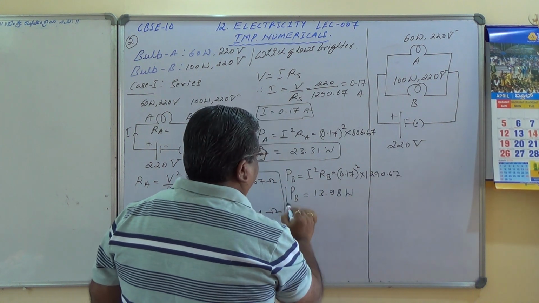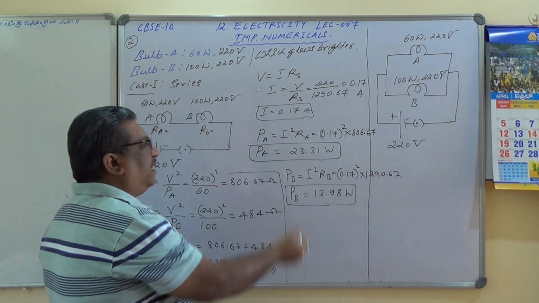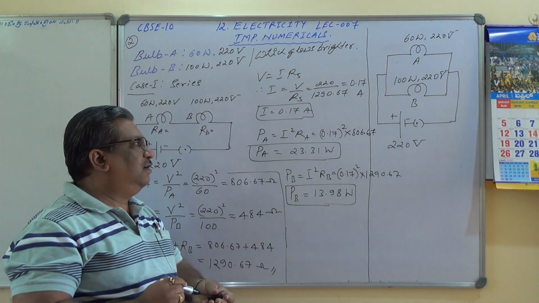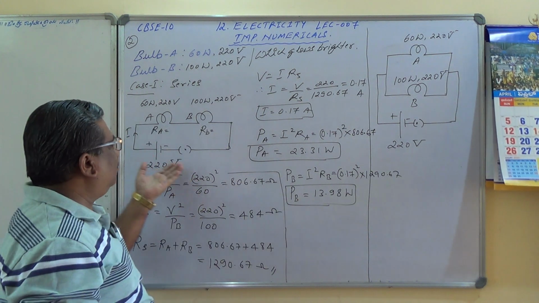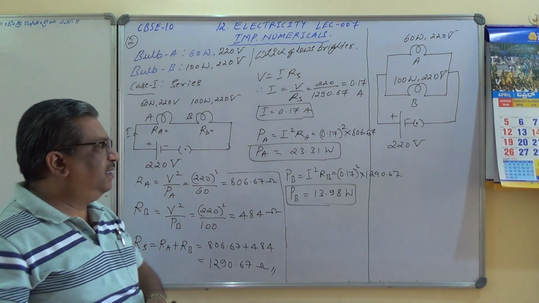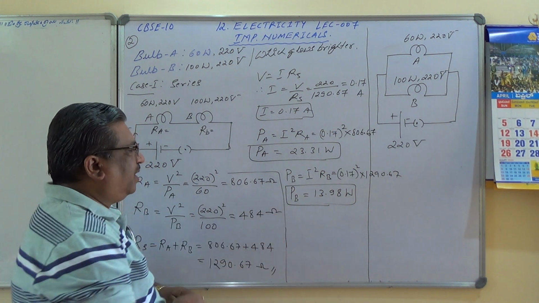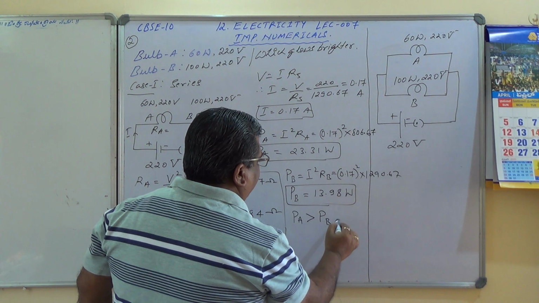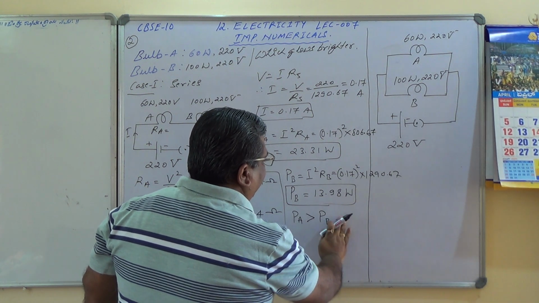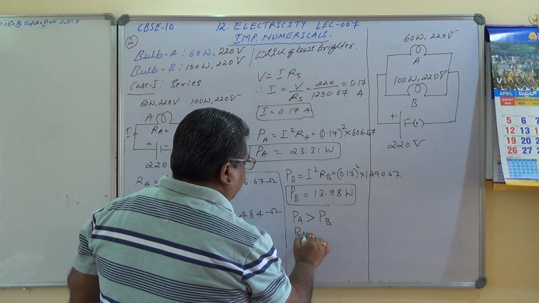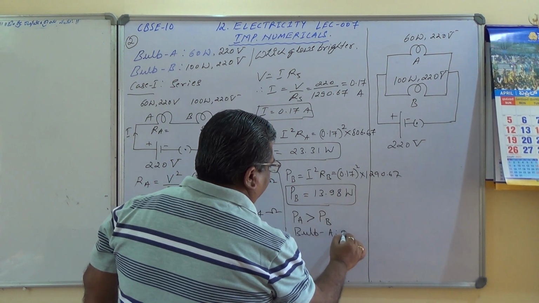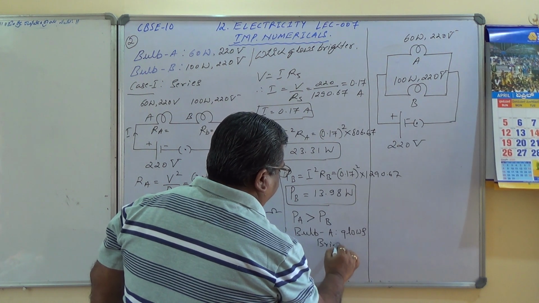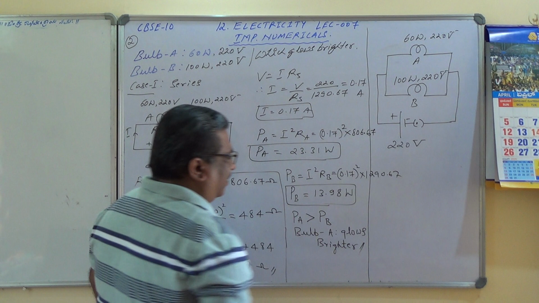So from this I can compare. Definitely the power of bulb A is 23.31 watts when it is connected to a 220 volt source, and these two are connected in series combination. Power B is 13.98. Therefore PA is greater than PB. Therefore bulb A glows brighter. This is my answer here.